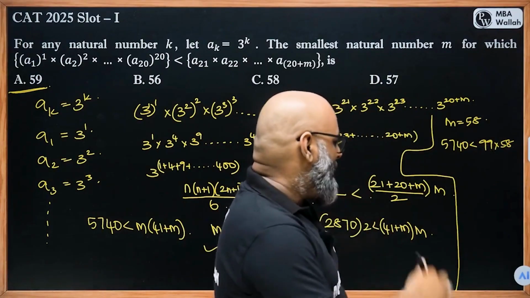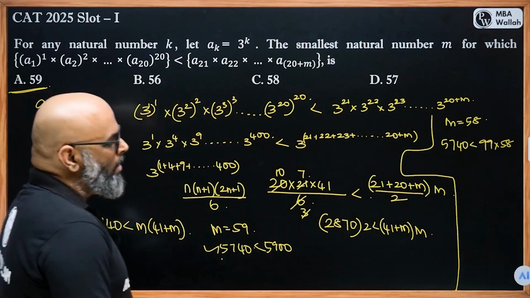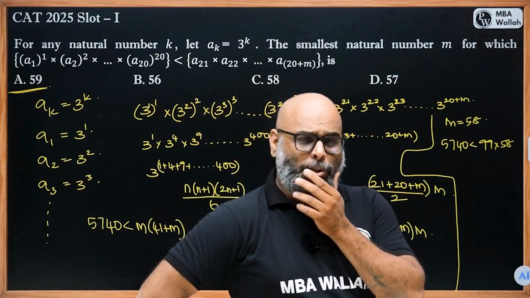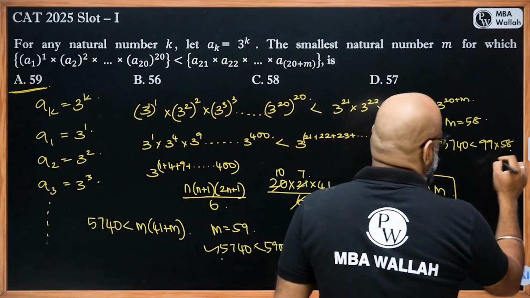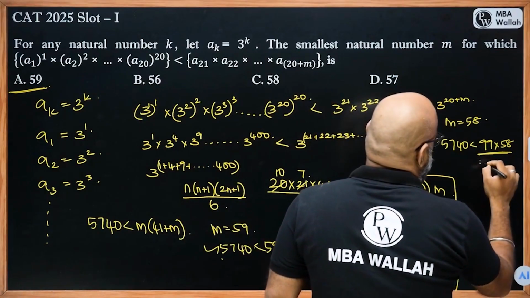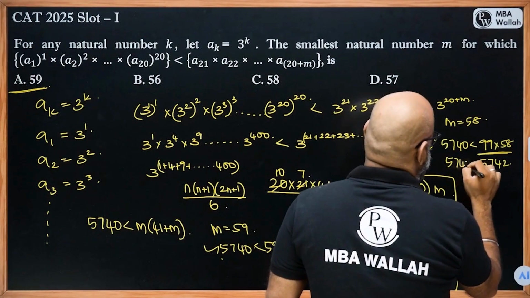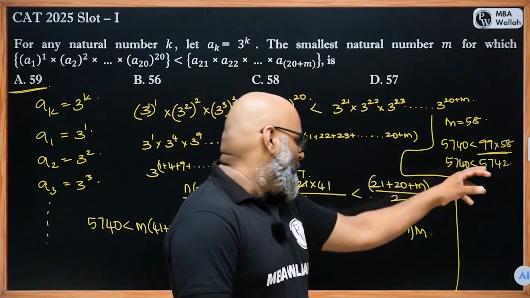What is 99 into 58? 41 plus 58 is 99, into 58. 100 into 58 is 5800. So that's 58 less. This value will be 5742. 5742 is greater than 5740. Still works. m equal to 58 works.